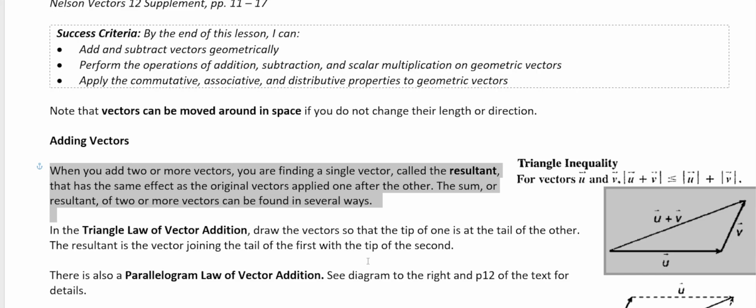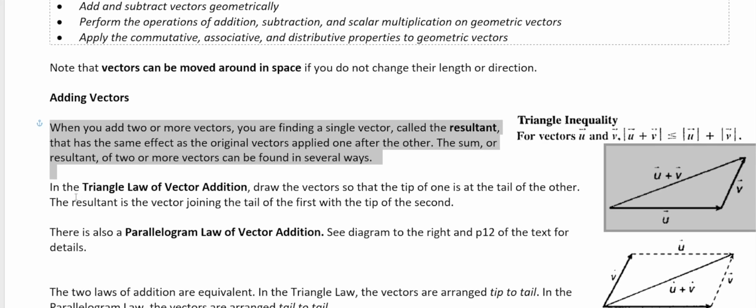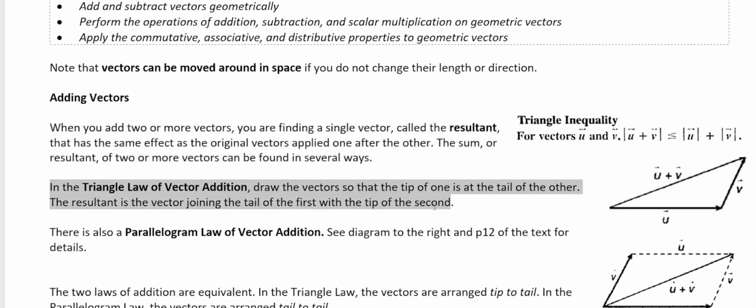The sum or resultant of two or more vectors can be found in several ways. In the triangle law of vector addition, draw the vectors so that the tip of one is at the tail of the other. The resultant is the vector joining the tail of the first with the tip of the second. So as you can see here, we've got u and v added tip to tail, and then the resultant goes from the tail of the first to the tip of the second.